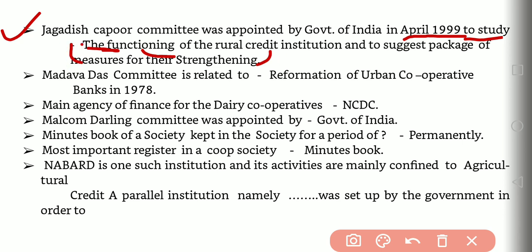the functioning of the rural credit institution and to suggest package of measures for their strengthening. Jagadish Kapoor Committee was appointed by Government of India in April 1999 for the purpose of studying the rural credit institutions and suggesting a package of measures for their strengthening.